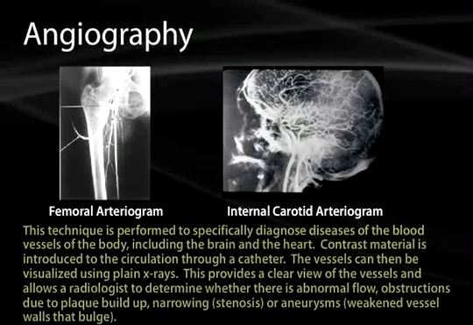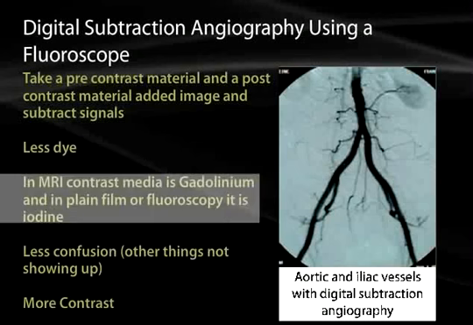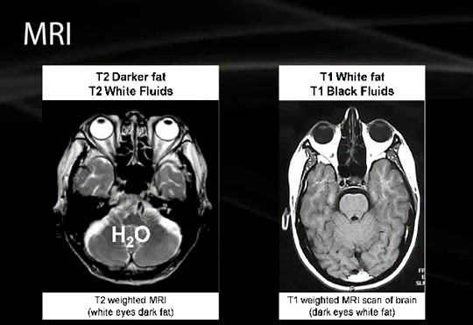This one is adding a second type of technology in that it's using a fluoroscope or a C-arm. And the C-arm is going to be almost like a cinemagraphic angiography, so it's real time and has a temporal component to it like a movie. The good thing about using the subtraction is that you can use less dye and still get good contrast. In an MRI, the contrast media is going to be gadolinium, and in a plain film you tend to use iodine.